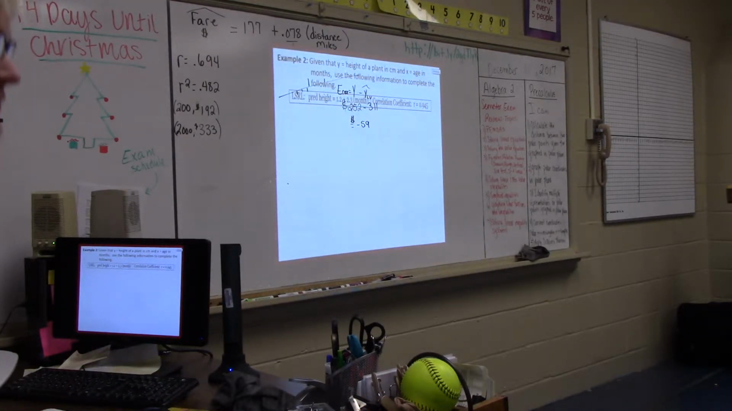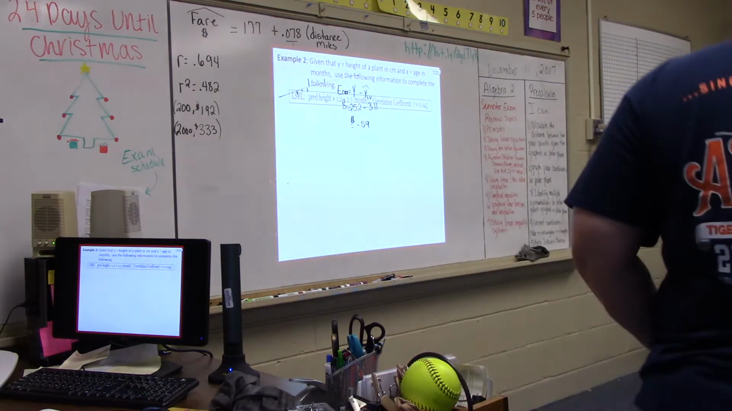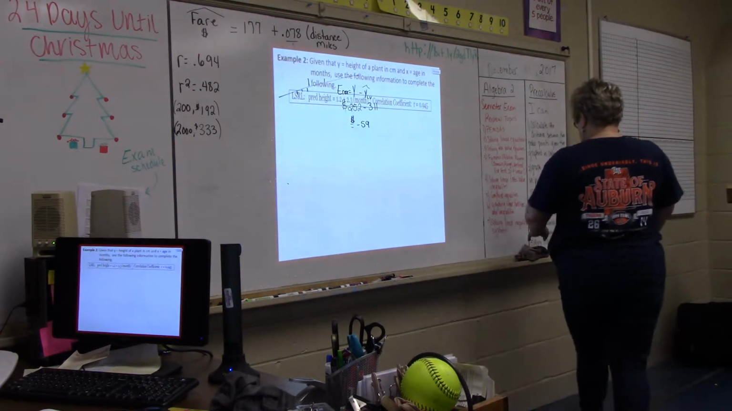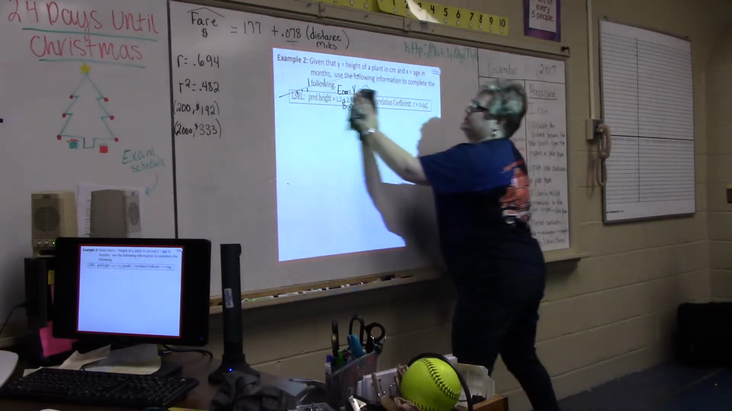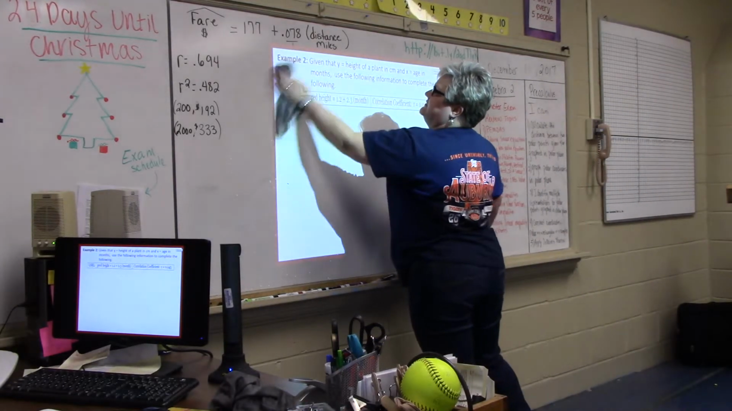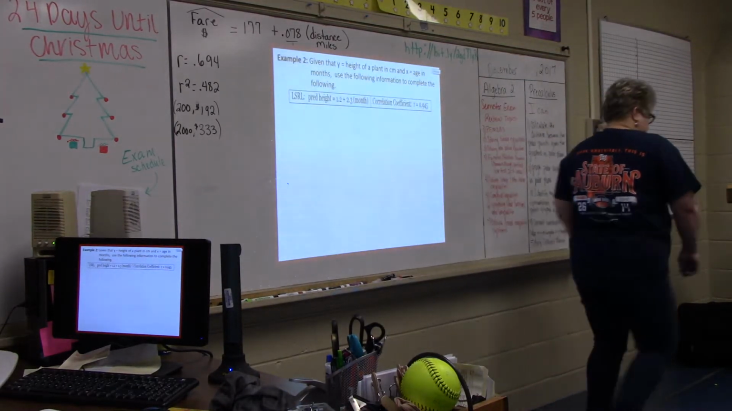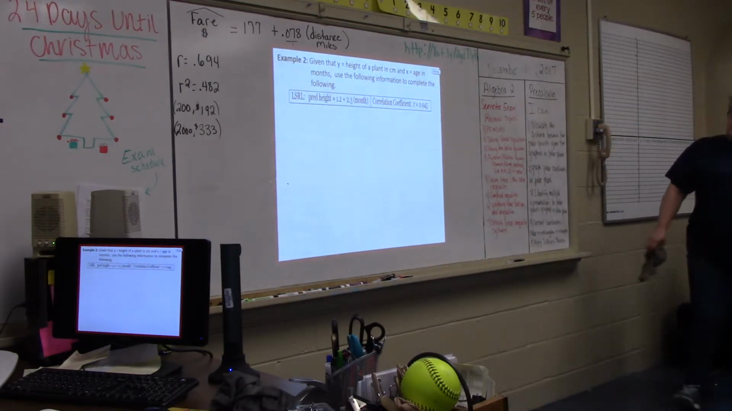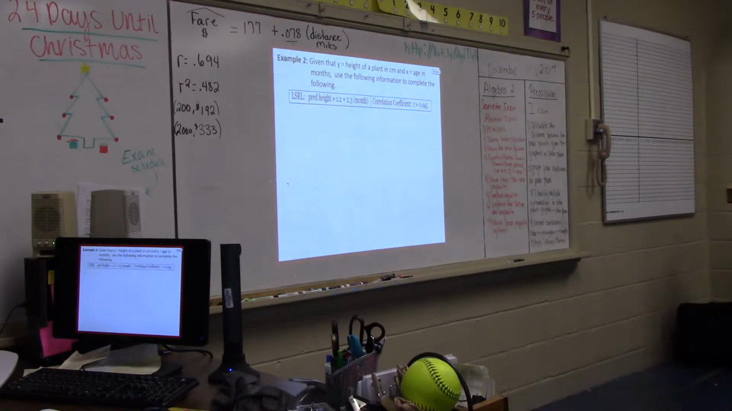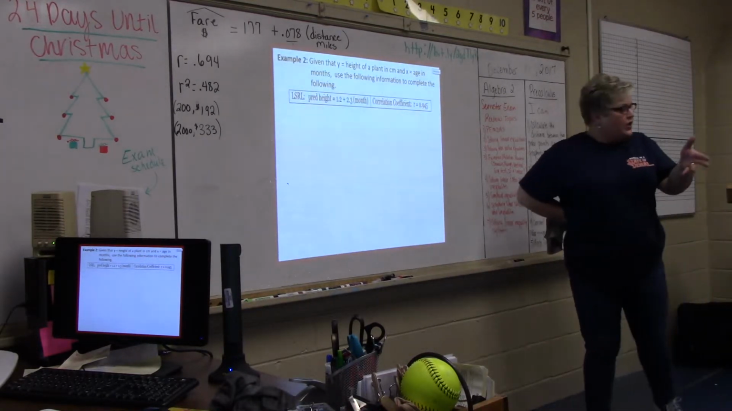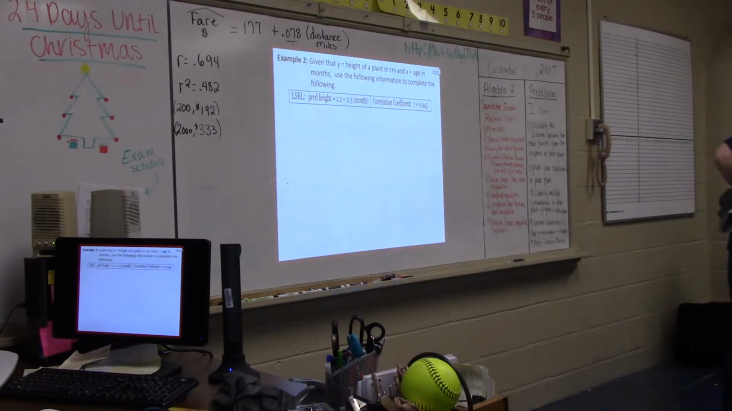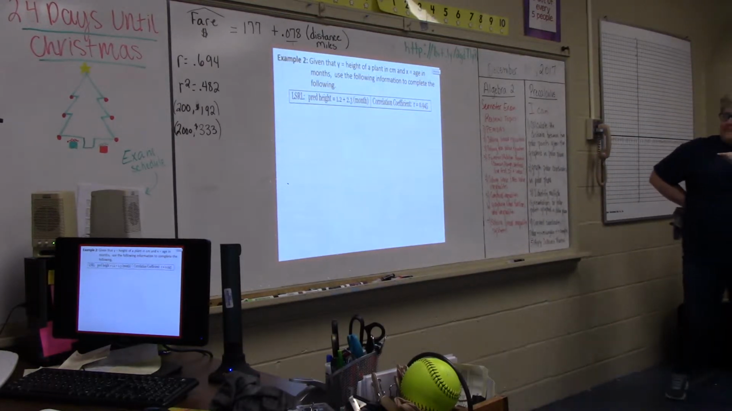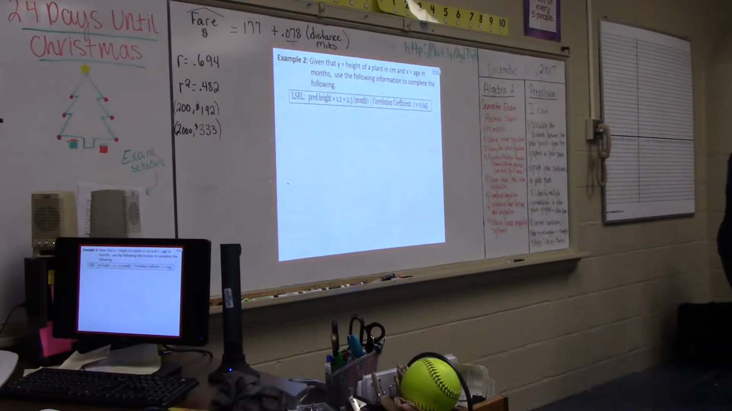All right, so in the beginning of your packet, when you get into data analysis, this is one of the first things that you see. It says, given that y equals the height of a plant. This is right in the beginning, right past the notes, before the multiple choice. There's this little problem on page 8, bottom of the page.